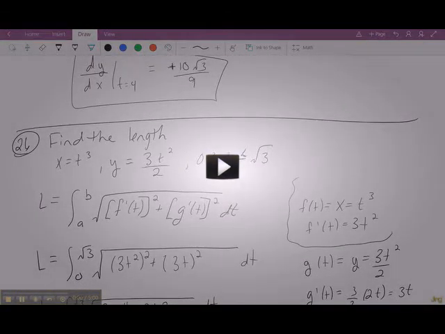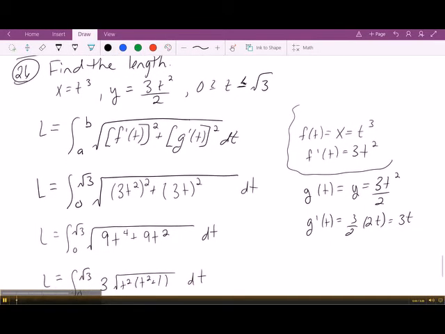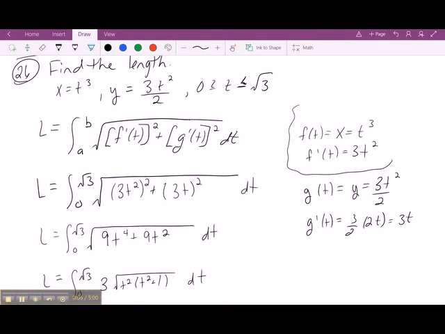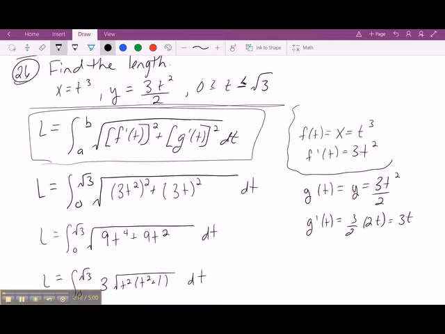Okay, so on number 26, we're going to find the length of a parametrically defined curve. So we have our question that they gave us here. And on page 664, you have the formula for the length of a parametric curve. So using this definition, your function f is your x.